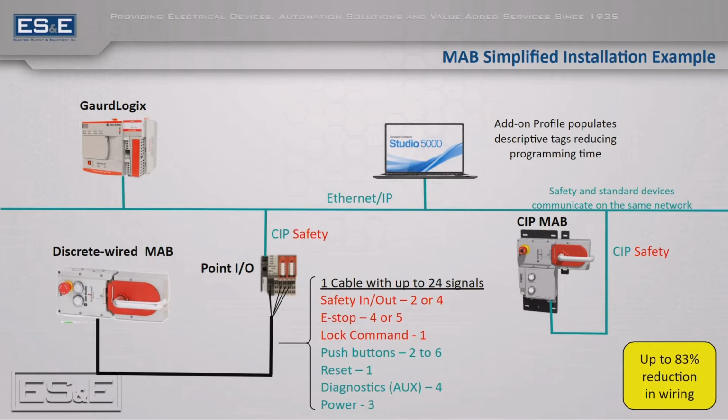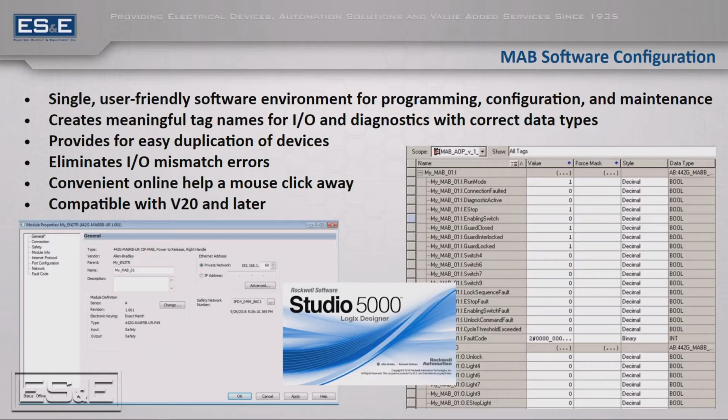And then here's a look at the configuration of the MAB. In Studio 5000, you've got an add-on profile. And again, you've got a whole slew of tags and diagnostic information for error detection and safety. The integrated safety MAB is only compatible with version 20 of Studio and later. Just a quick note there.